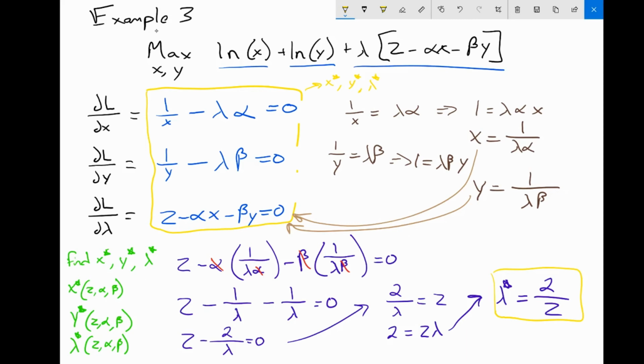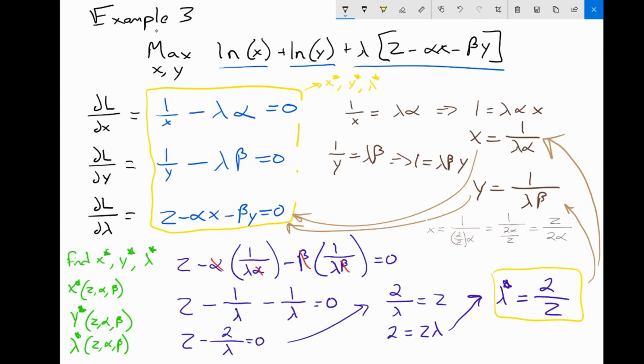Now the next step in our playbook is we're going to take lambda star and plug it in to x and y, and that's going to give us x star and y star. I'm running out of space here, I apologize, but let's see if we can do it. I'm even going to make my pen size smaller to see if I can fit this in. We have x equals 1 over, plugging lambda in, 2 divided by z times alpha. Let's simplify that. That would be 1 over 2 alpha divided by z. That then equals z over 2 alpha.